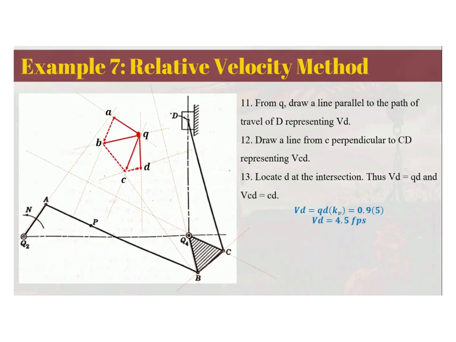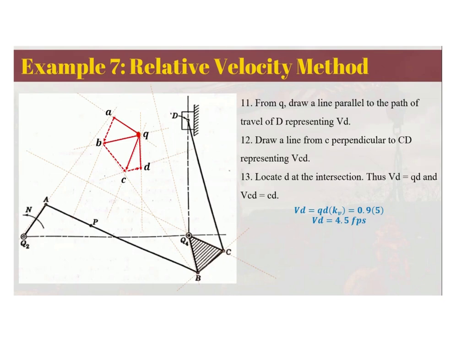So we have velocity of A, B, C, and D, as well as the relative velocities. Velocity of B with respect to A, velocity of C with respect to B, velocity of D with respect to C. Now the first unknown is to find or to solve for the velocity of D.